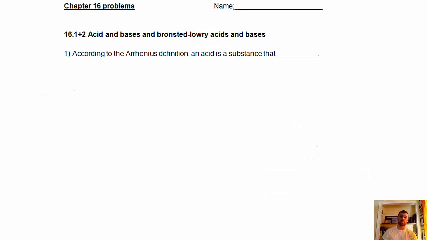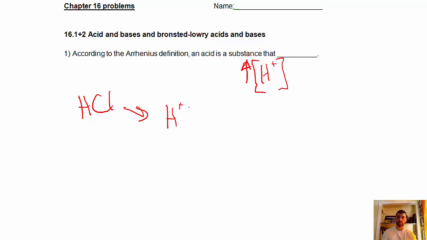All right, so let's start with number one. It says, according to the Arrhenius definition, an acid is a substance that blanks. So what an Arrhenius definition says about acid is anything that increases the concentration of the H plus ion. So things like HCl would be an acid because when they dissolve in water, they break apart to give you more H pluses as well as an anion. So anything that causes H plus to increase would be an acid.